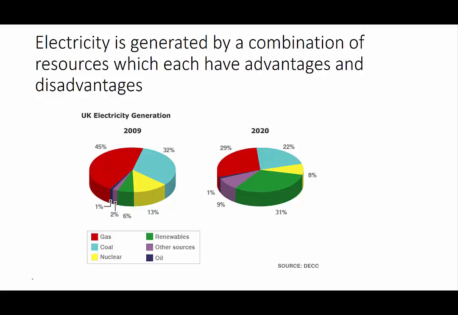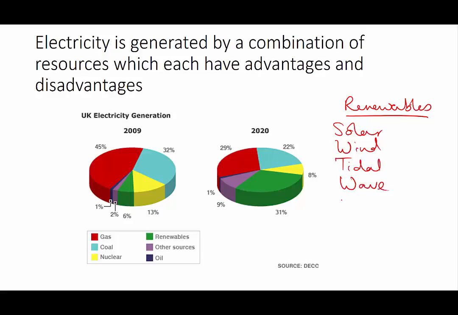Right, so how do we generate our electricity? Well, you can see here how our electricity generation has changed. The green section that's gone up quite a lot over the last 10 years or so is renewable power. So that includes solar, wind power, tidal power, wave power, hydroelectric power, and geothermal power.